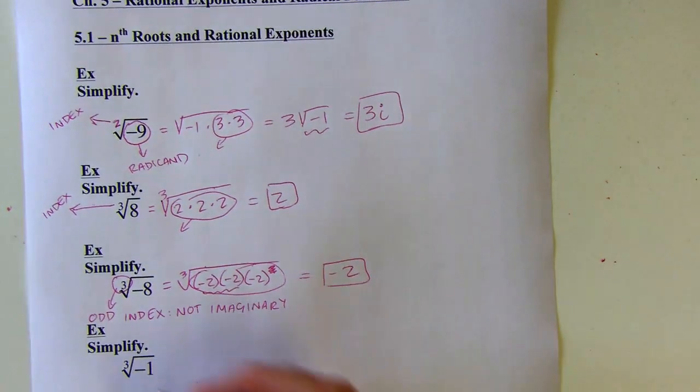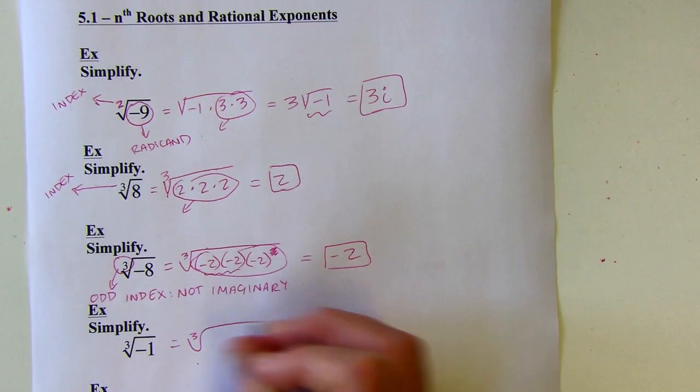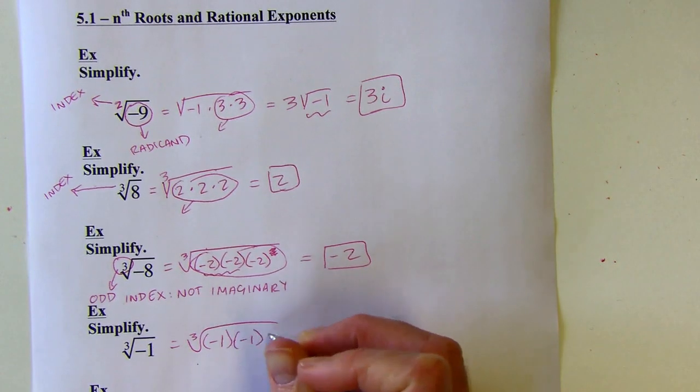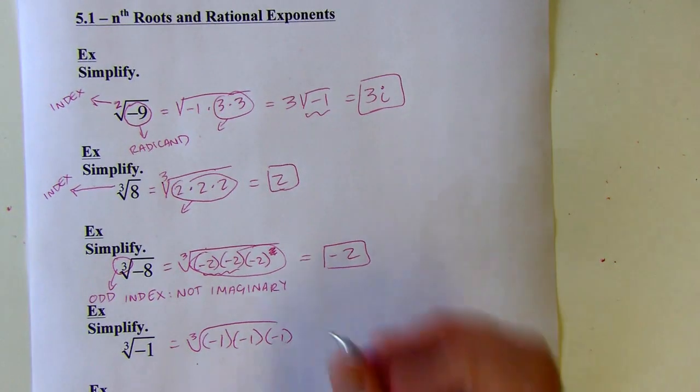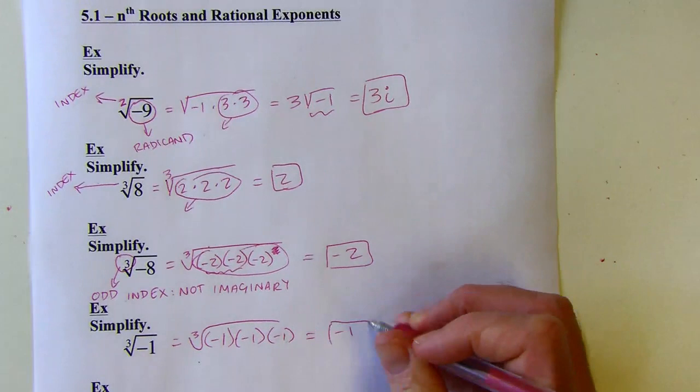Okay. So I can also simplify this because I can think of this as -1 times -1 times -1. Right? When you raise it to the 3rd power, it will come out negative. And so the cube root of -1 is -1.